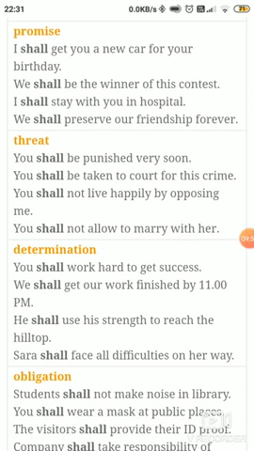Now determination. You shall work hard to get success. We shall get our work finished by 11 p.m. He shall use his strength to reach the hilltop. Sarah shall face all difficulties on her way.